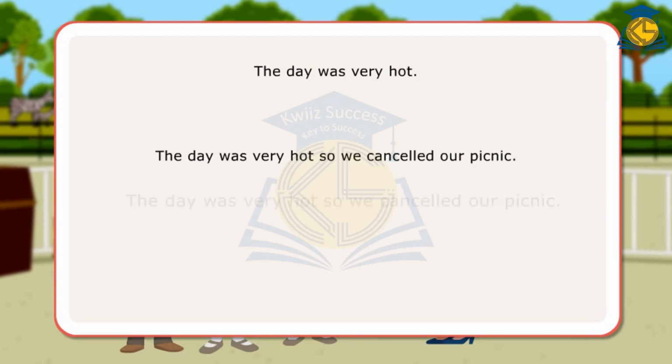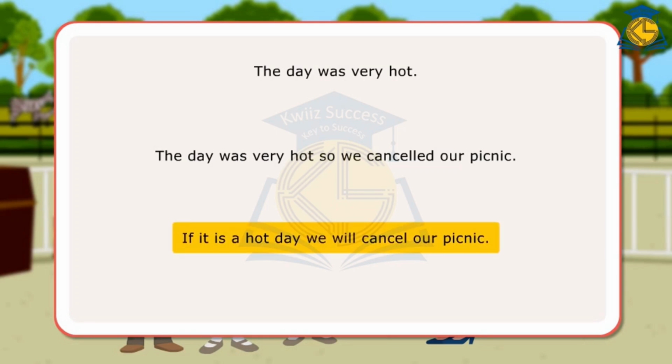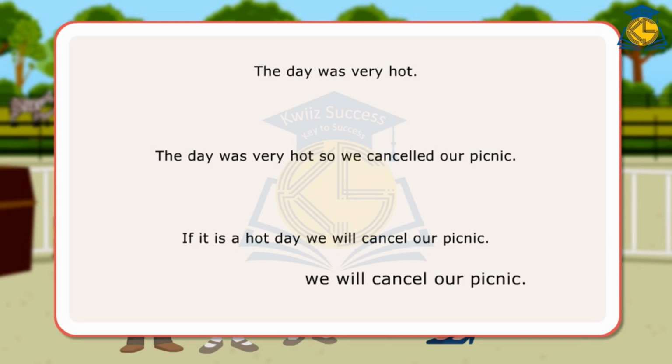If a sentence contains two statements, each presenting a different thought, but only one of these statements can stand alone separately as an independent sentence, it is called a complex sentence. If it is a hot day, we will cancel our picnic. Here, "we will cancel our picnic" presents a complete thought and can stand alone as a separate sentence. But the second thought, "if it is a hot day," cannot stand separately as an independent sentence.